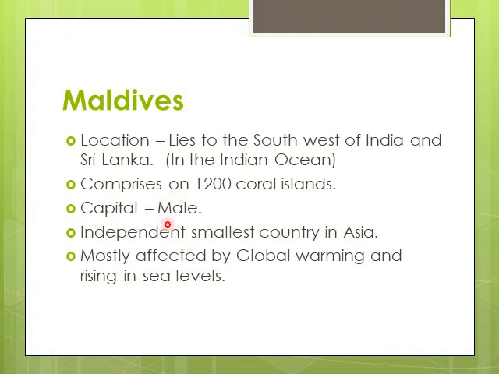Alright. Maldives is the smallest independent country of South Asia. It is located to the southwest of India and Sri Lanka in the Indian Ocean. And you know what? Maldives comprises 1200 coral islands, and only 200 of its islands are inhabited.